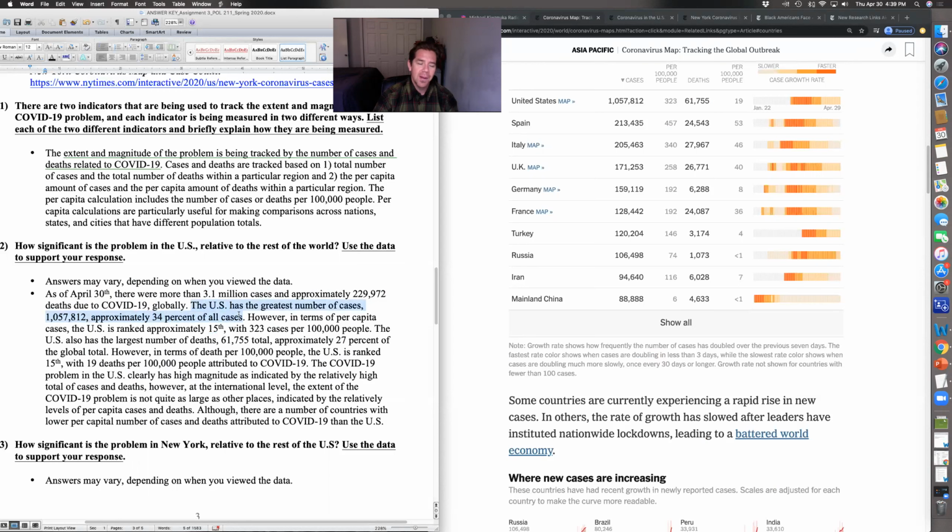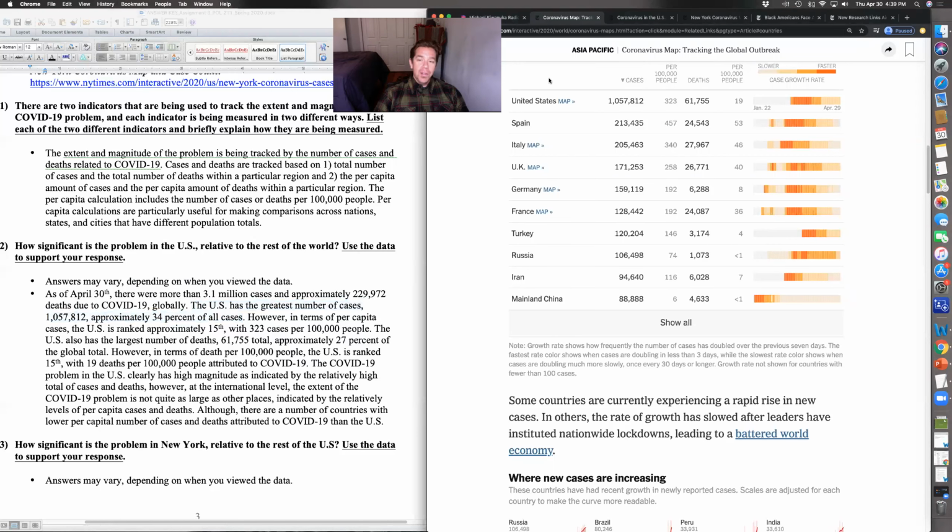So in the U.S., the extent, and the magnitude perhaps relative to other places, is quite high. 34% of all cases are in the U.S. Now, why is that? Well, the U.S. has over 500 million people. And so perhaps the U.S. is a large country relative to other countries. And so we ought to think about differences in population size.